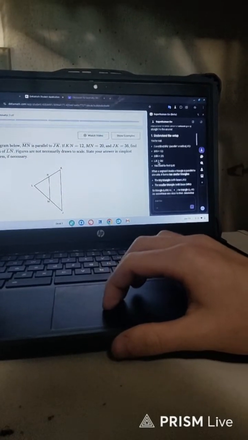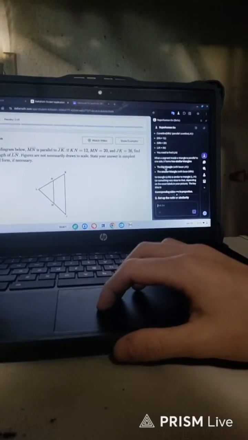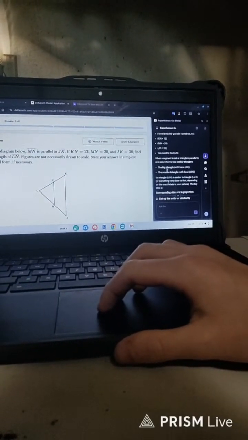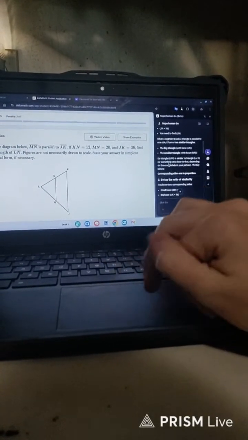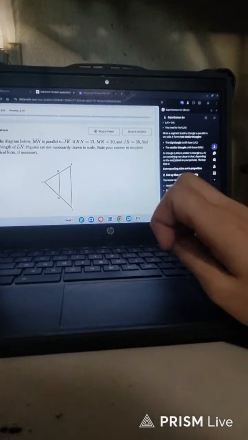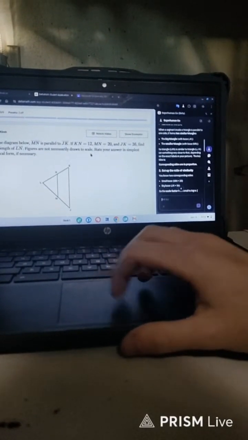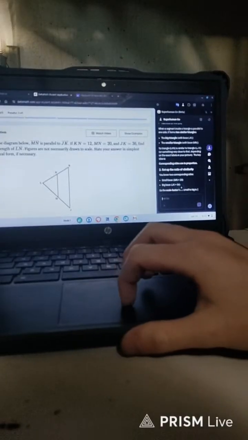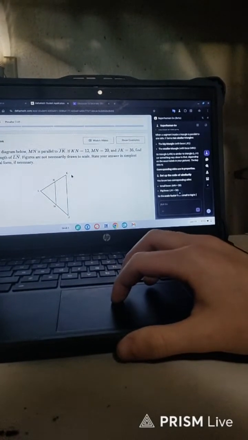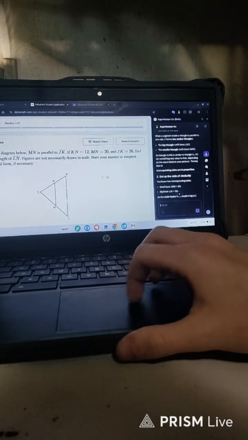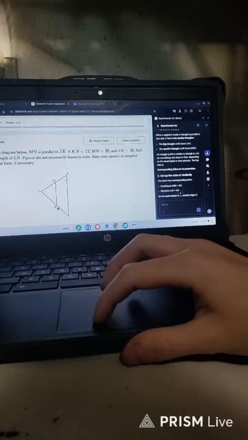KN equals 12, MN equals 20, JK equals 36. When a segment inside a triangle is parallel to one side, it forms two similar triangles. The big triangle with base JK, the smaller triangle with base MN. So triangle LKN is similar to triangle LJK, and LNM.